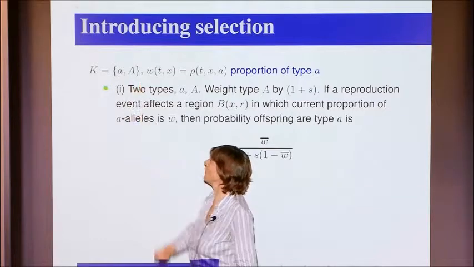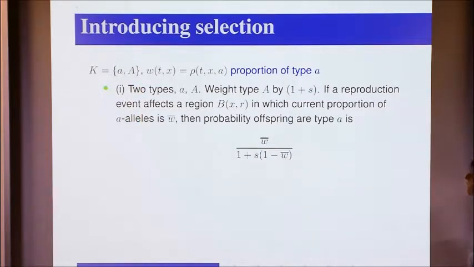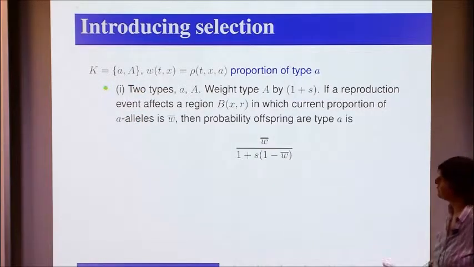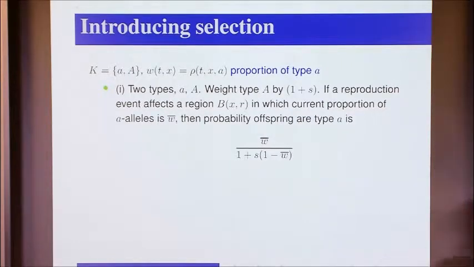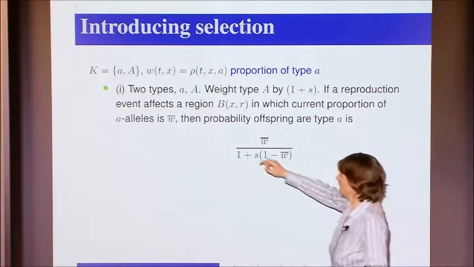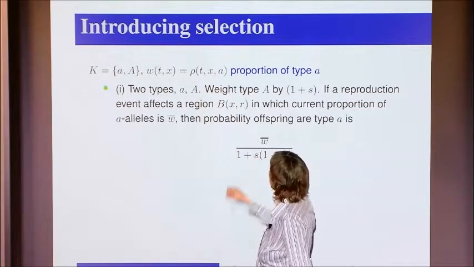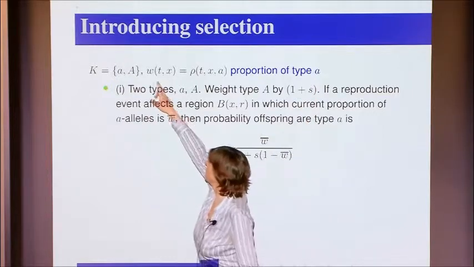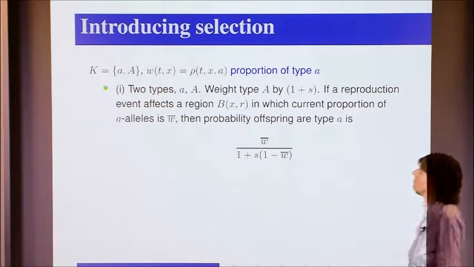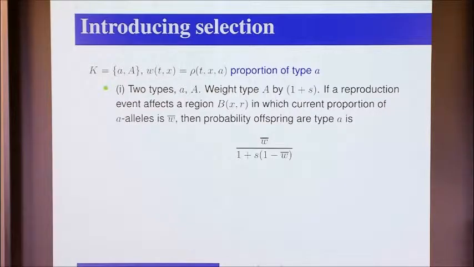I'm going to suppose my population has just two types, little a and capital A. And then instead of thinking in terms of probability measures at each point in space, I can just specify the proportion: if I sample an individual from x at time t, the probability it's type little a is going to be written w of t, x, but we won't use the notation very much.